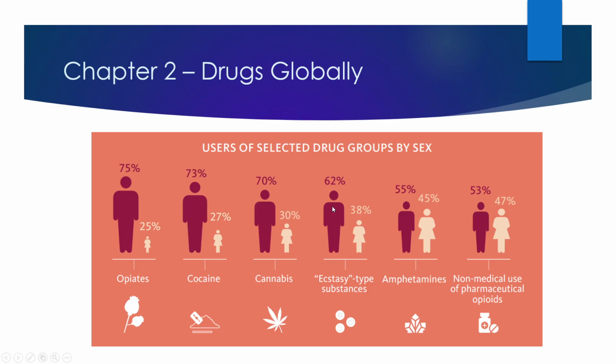Ecstasy, 62% versus 38. Amphetamines, drugs that speed you up. Meth, for example, being a very serious drug, a little closer to half and half, but again, men are still the majority at 55%. Same thing with the non-medical use of pharmaceutical opioids. So here we're talking about the abuse of drugs that are coming from the pharmacy. Still majority male. Closer, but still majority male.